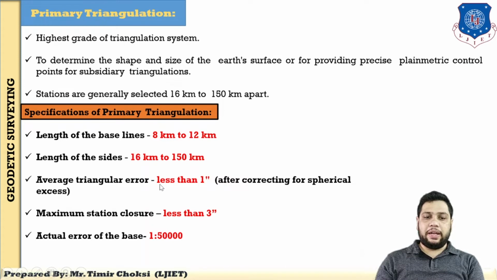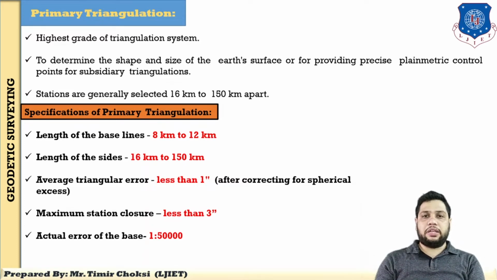Average triangular error is less than 1 second. Maximum station closure is less than 3 seconds. And the actual error of the base is 1 in 50,000. So the length of the baseline in a primary triangulation is 8 to 12 km, and the length of the side is 16 km to 150 km.